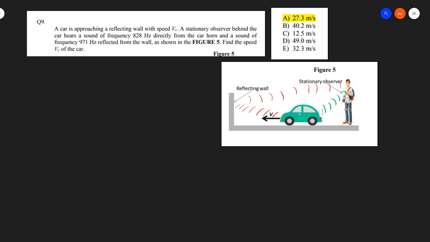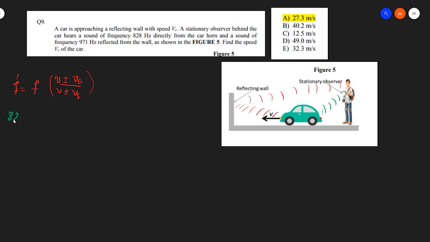Okay, so first of all, we need to write the relation: F prime is equal to F times V plus minus V, here it is detector over V plus minus V source. Okay, so you need to know this relation. You have plus and minus because you need to deduce which sign. Okay, let's look at the first one, the green one here. I will write it probably in green, it will be better.